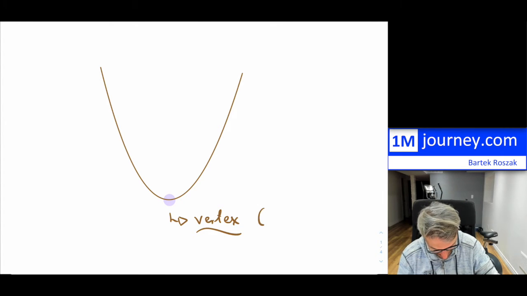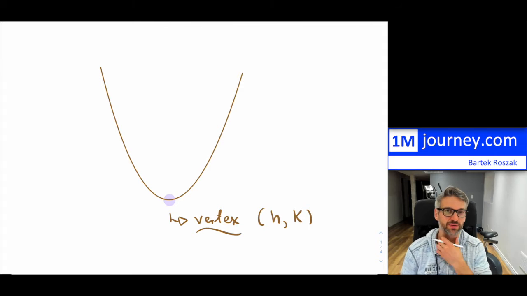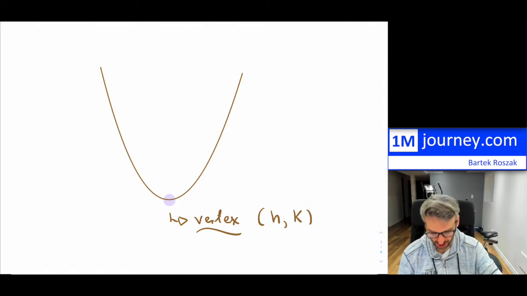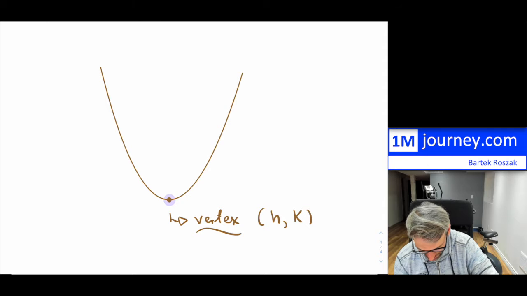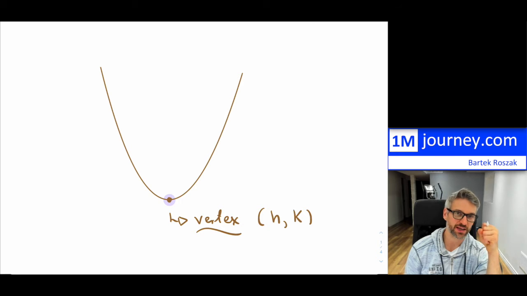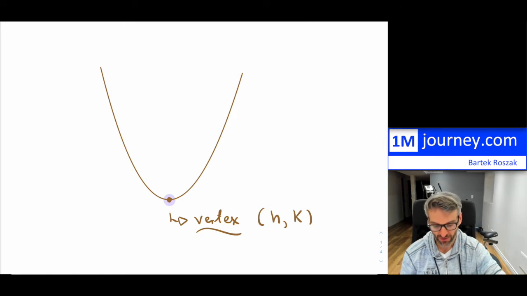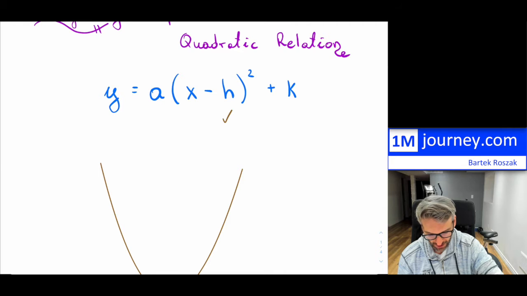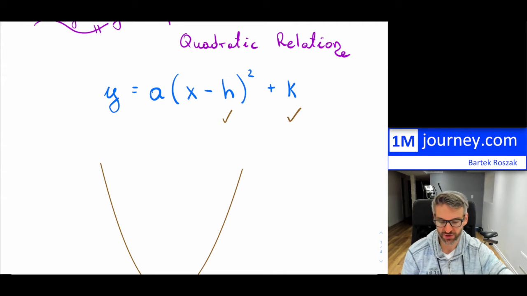Now, the vertex always happens at the value of h for x and then k for y. I'm picking this h and k completely arbitrarily. It doesn't really matter what you call it. It just depends on how you're studying it in school, so don't get thrown off if somebody uses some other parameter for h and for k. So we know that the vertex is right there. If we can extract that vertex as close as we possibly can, then we're almost at the actual quadratic relation.